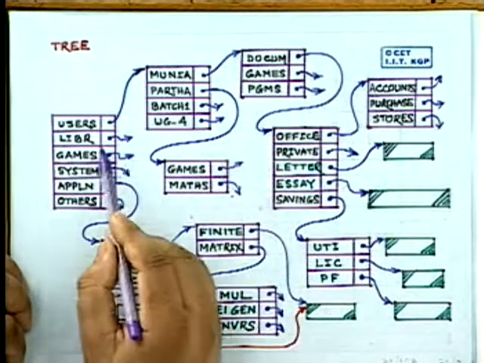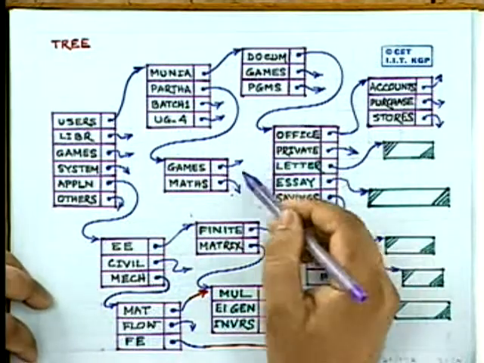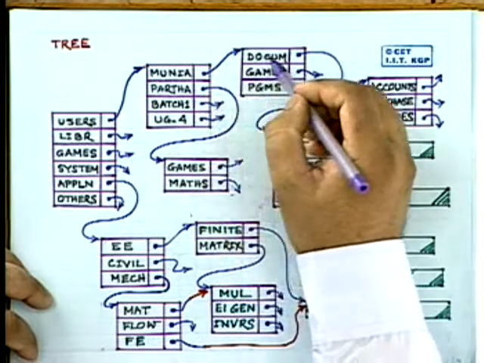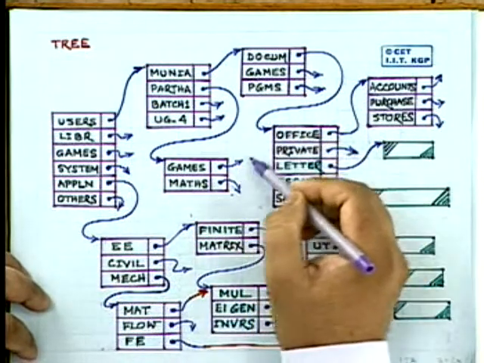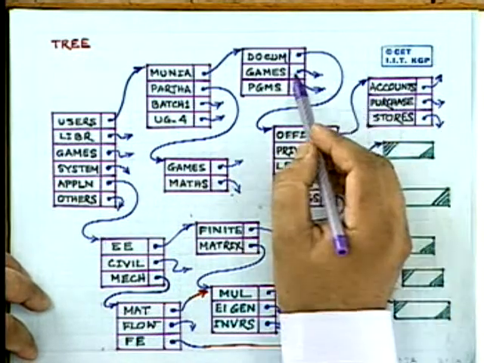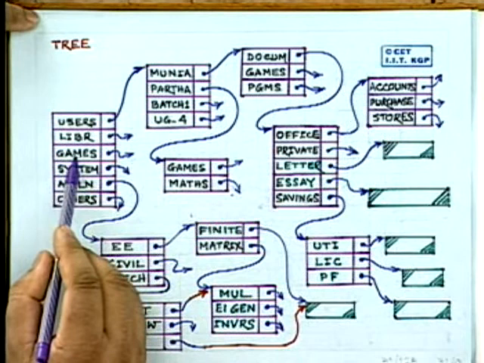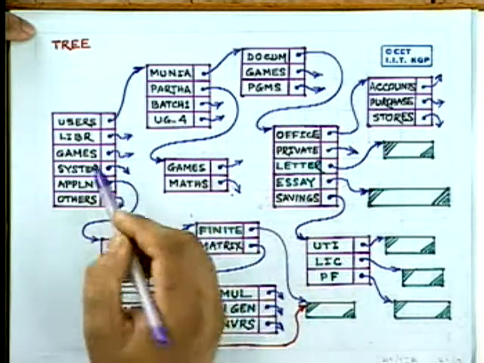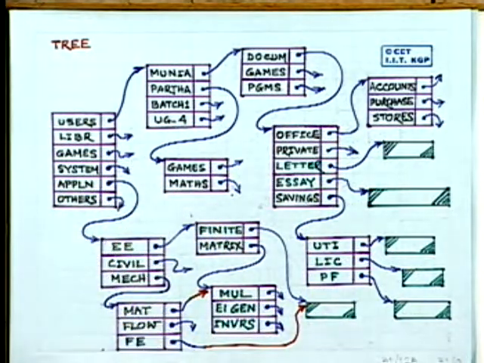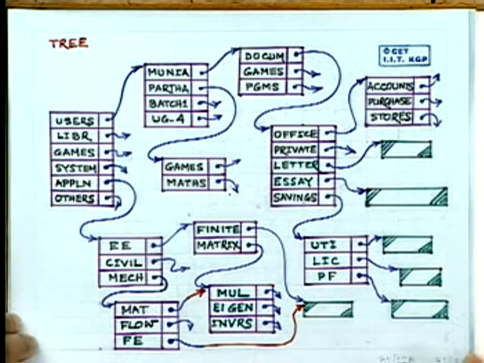But you see, if you take an absolute path or relative path, these two are different, and therefore the games of Munia is different from the games of Partho. But if we wish, we could have made the same games subdirectory pointed to from here as well as here by sharing games. In fact, here you see there is a games. This also can point to either the same subdirectory or a different subdirectory. Therefore, this gives us quite a flexibility in grouping as well as usage of subdirectories and files.